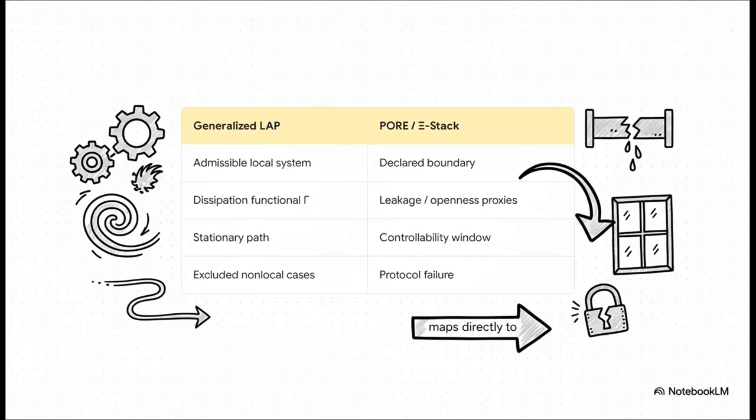And check out this table. It shows this incredible link. On one side, you've got these deep principles from physics, from something called the generalized least action principle. And on the other, you have PORE's everyday practical language. And they map onto each other almost perfectly. A deep physical property like dissipation is exactly what PORE is measuring when it talks about a system's leakage or openness. It means this practical tool is actually grounded in some really fundamental physics.